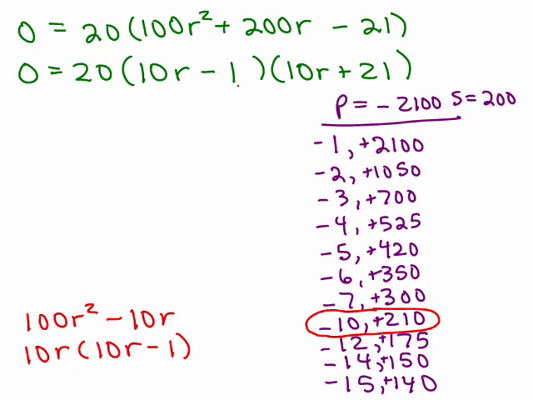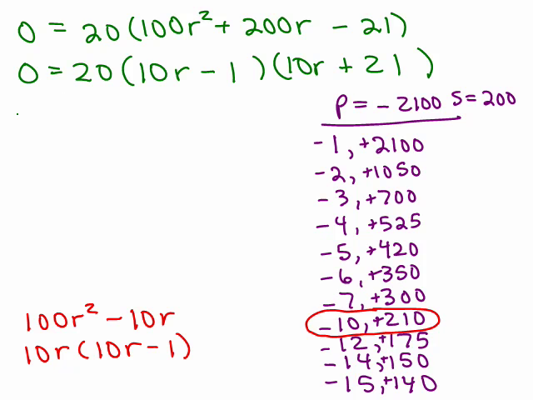So once you have 10r minus 1 here, you know that's one of the factors. And you could say, all right, what is the other factor? 10r times what's going to give you 100r squared? 10r, and then negative 1 times what's going to give you negative 21? It's going to be plus 21. So in other words, that's just a little review of factoring.